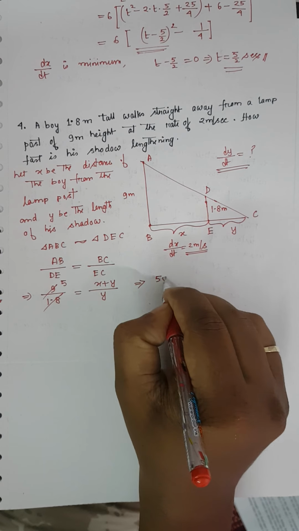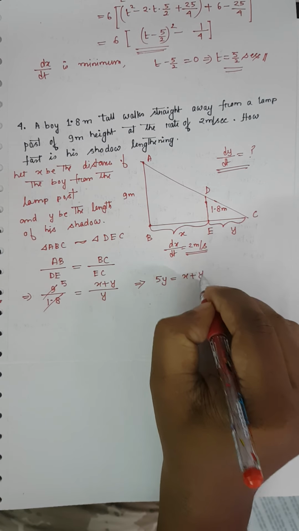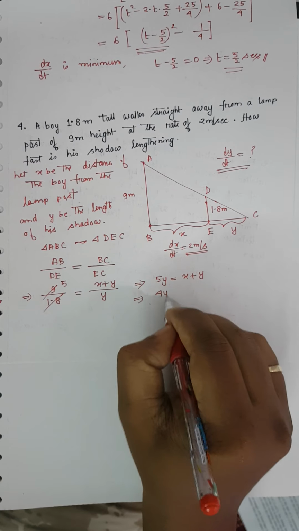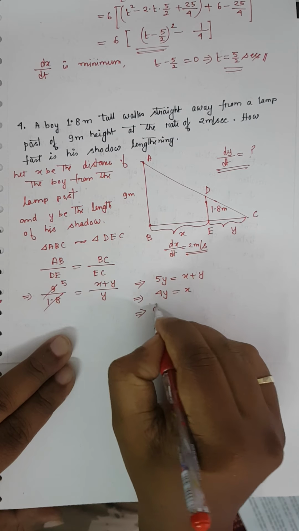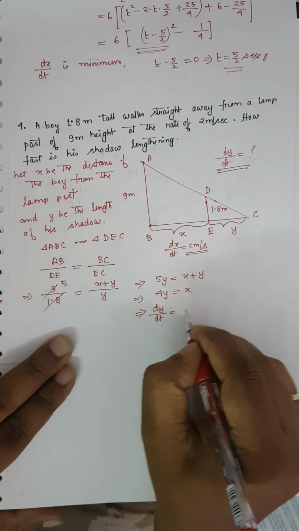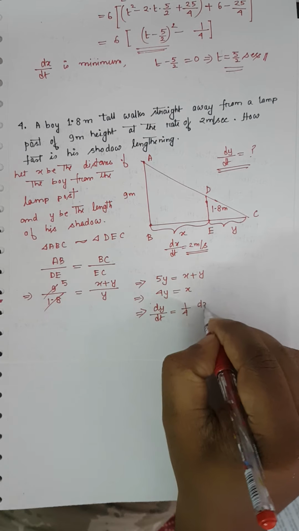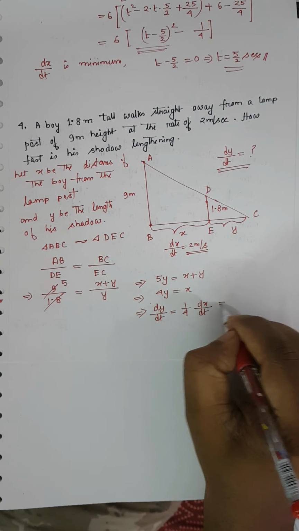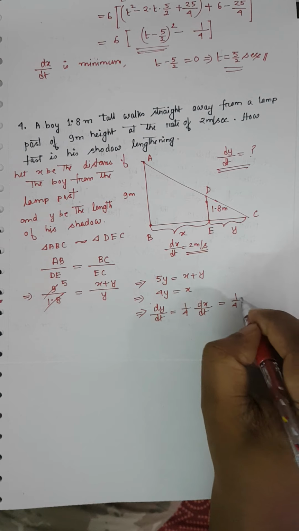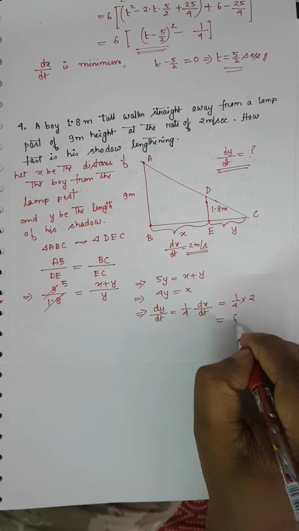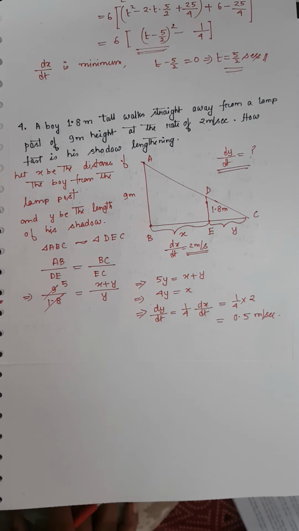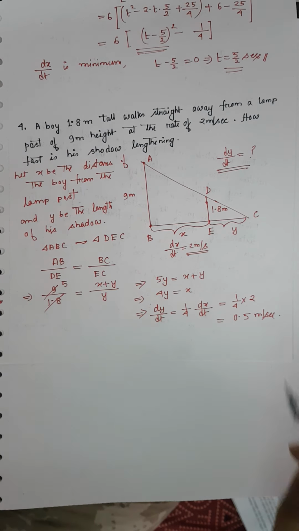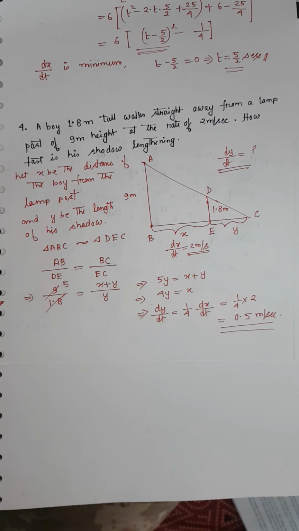So clearly 5y is equal to x plus y. So 4y is equal to x. If I differentiate, I'll get dy by dt is equal to 1/4 of dx by dt. Now put the values. 1 by 4 into 2, this is 0.5 meters per second. It is the rate at which the length of his shadow is increasing. This is a simple geometrical problem.